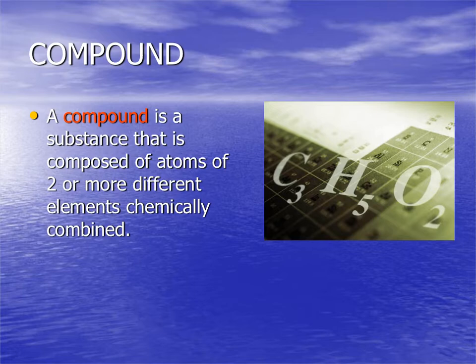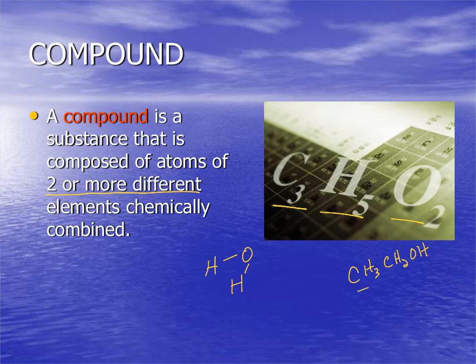Compound. A compound is a substance that is composed of atoms of two or more different elements chemically combined. So here's an example, 3 carbons, 5 hydrogens, and 2 oxygens. So 2 or more different elements chemically combined. And another example is H2O. Water is also a compound. Ethanol also is, and ethanol actually has this many atoms and this many different elements.